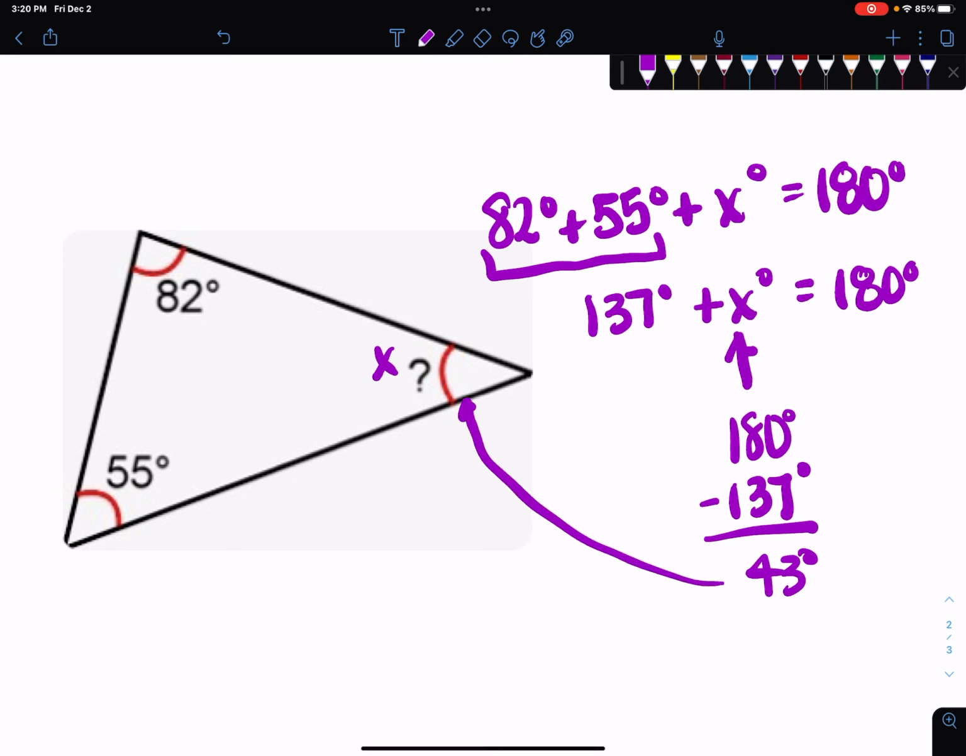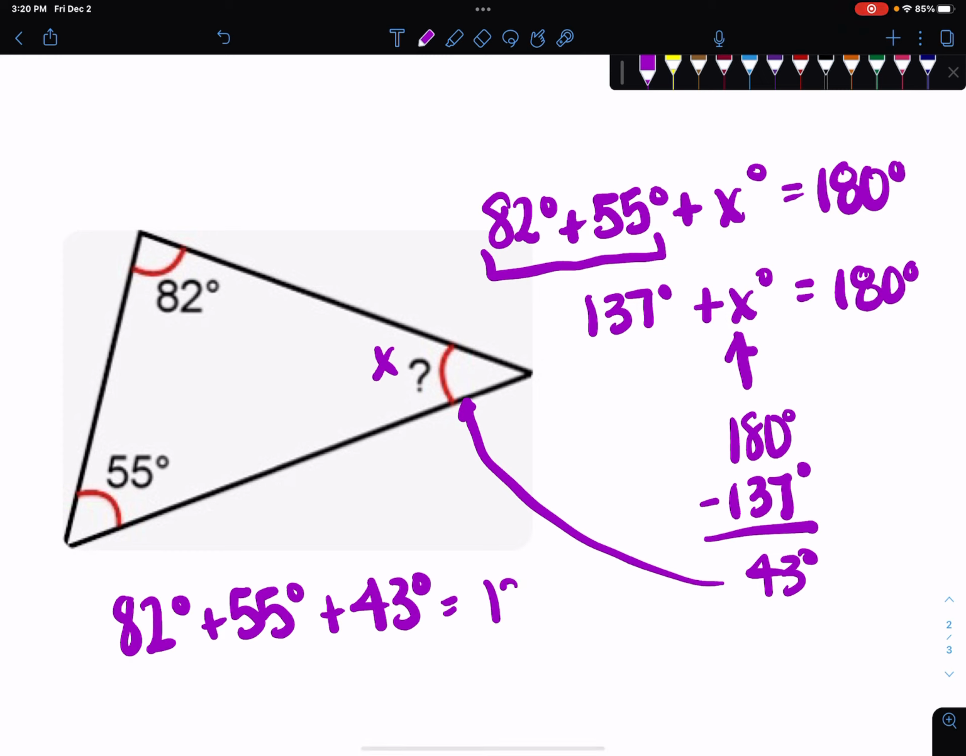Again, if you don't believe that's true, or you're not sure, you should be able to add all three of those up and get 180 degrees. It is important that you actually add them up and don't just write equals 180. So really make sure you know what you're doing on that.